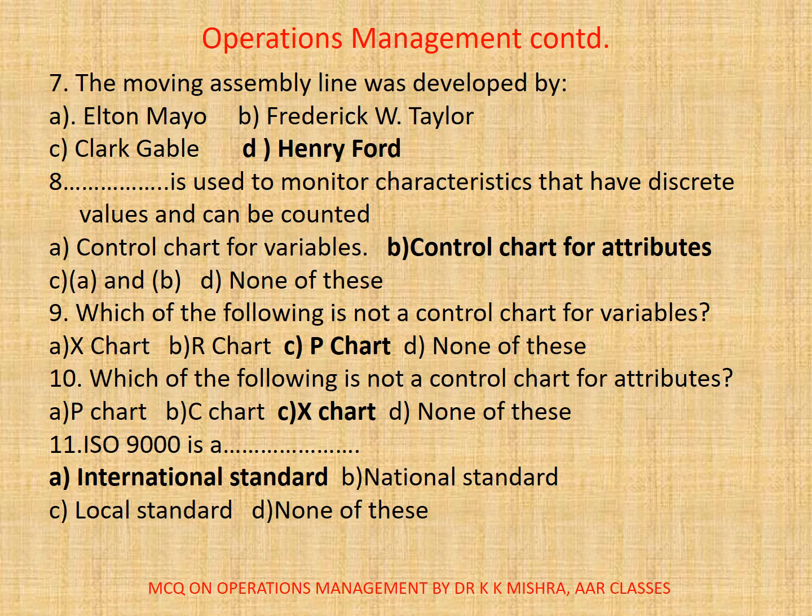Question number 9. Which of the following is not a control chart for variables? A. X chart, B. R chart, C. P chart, D. None of these. Correct option is C. P chart.